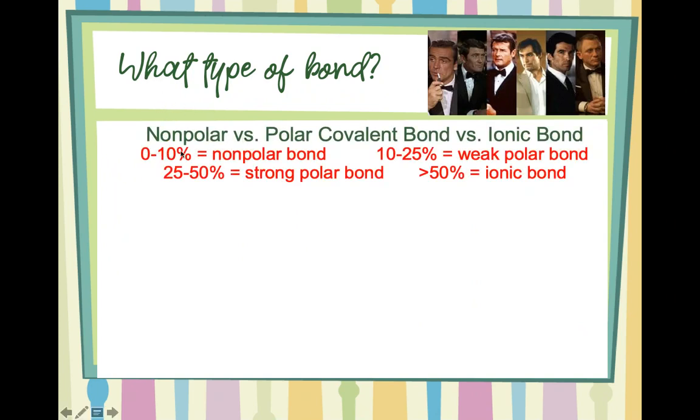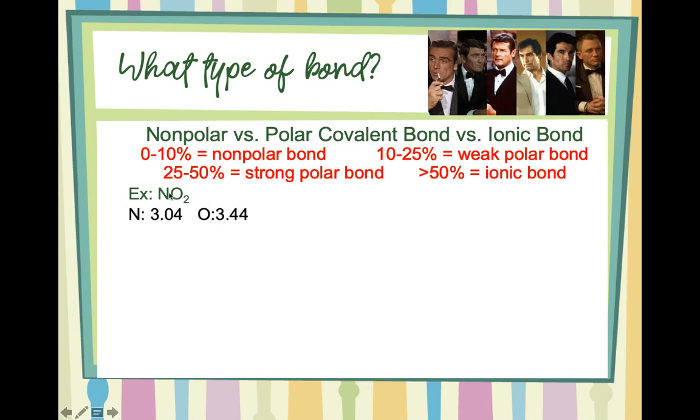Nonpolar is a low percent difference, ionic is a high percent difference, and in the middle is your polar covalent. How about this one? Nitrogen dioxide. So we might use the estimate that says, oh, these are both nonmetals, so I bet it's covalent. But that's really just a shortcut. As chemists, we need to know the details. Why is it covalent, and what kind of covalent is it?